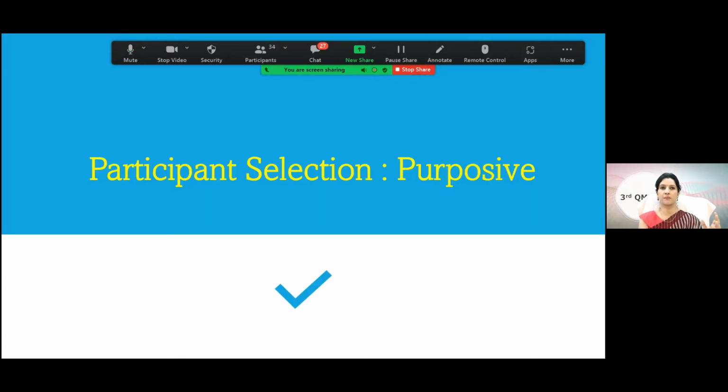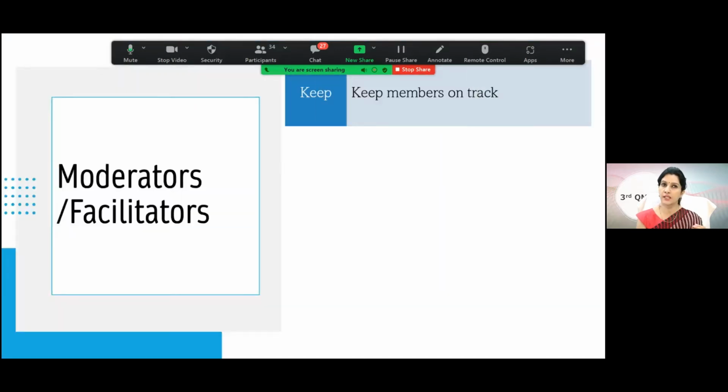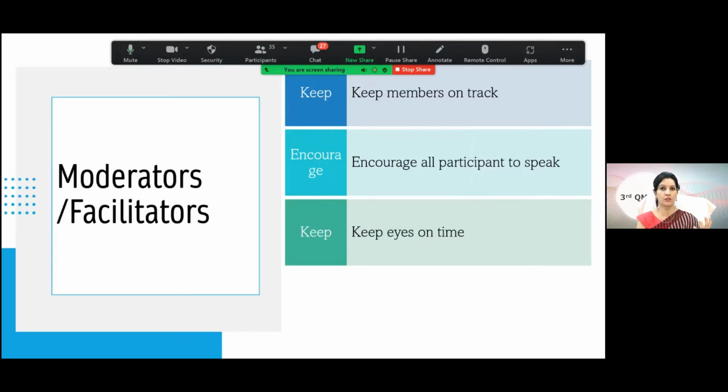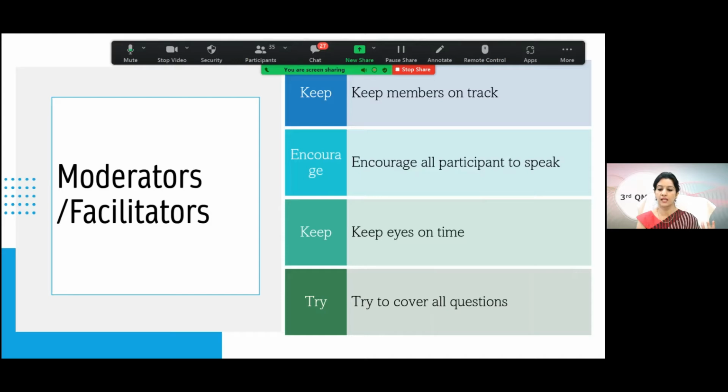So in this case, the participant selection should be purposive. You should invite those participants whom you know will speak well and where there won't be any power dynamics in the group. The first important task of the moderator or facilitator is to keep the members on track, like we read about steering in the in-depth interview. Encourage all participants to speak. He has to keep an eye on the time, because time is important.